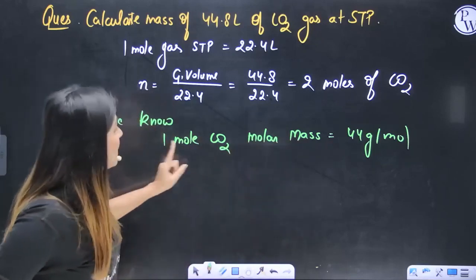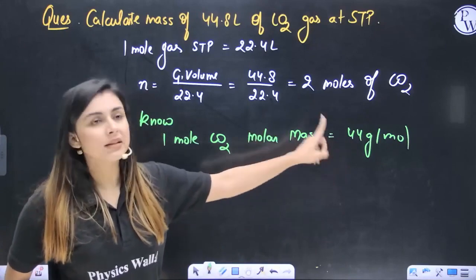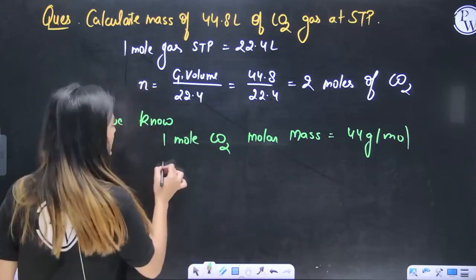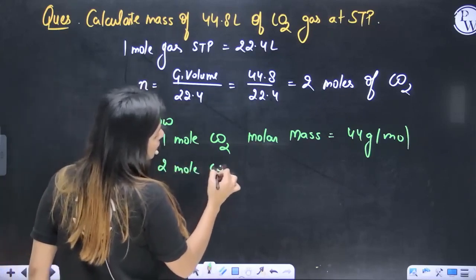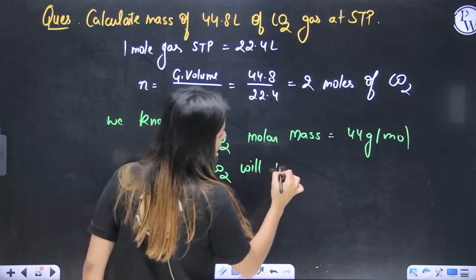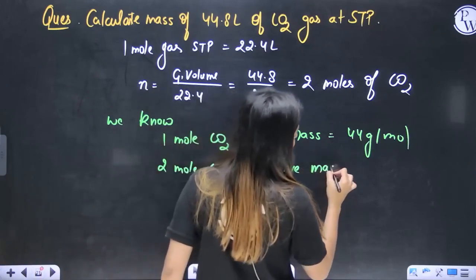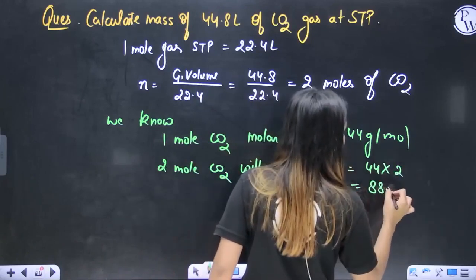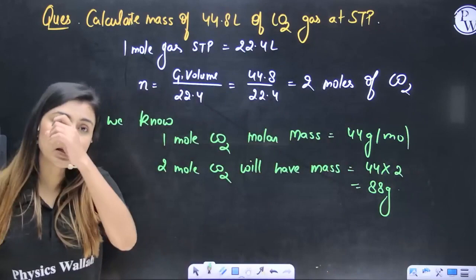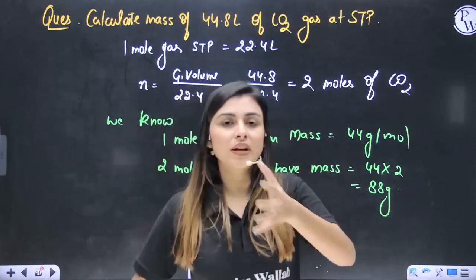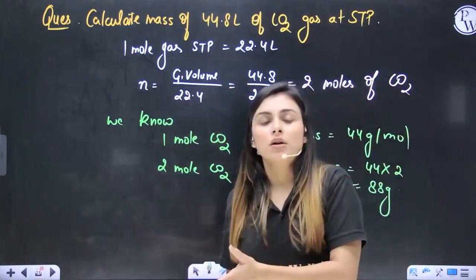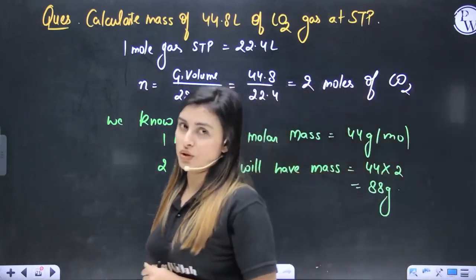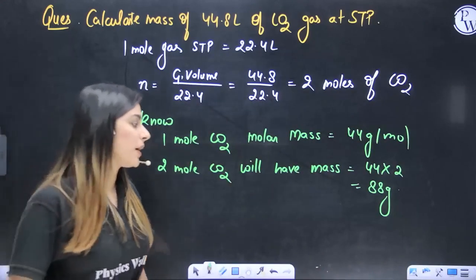Now, if 1 mole of CO2 has 44 grams of mass, then 2 moles of CO2 will have 2 into 44, right? Yes, then 2 moles of CO2 will have mass equal to 44 into 2, which is 88 grams of mass. So this is how you can interconvert the moles. You can calculate from one form and then use it in the other form as well. So this is how you are going to tackle the questions. I hope you're crystal clear with this concept, my dear students.